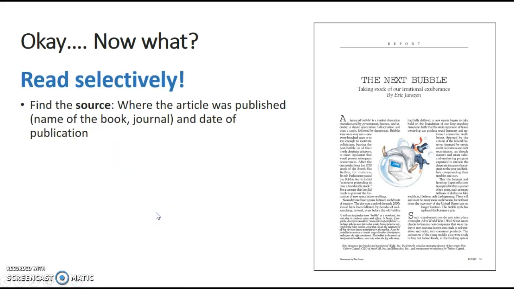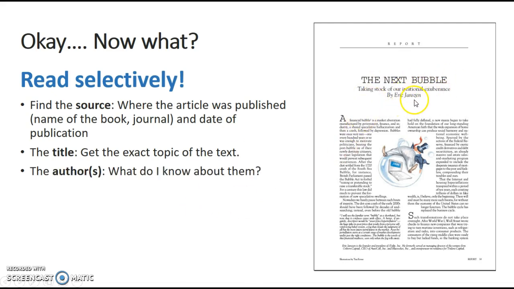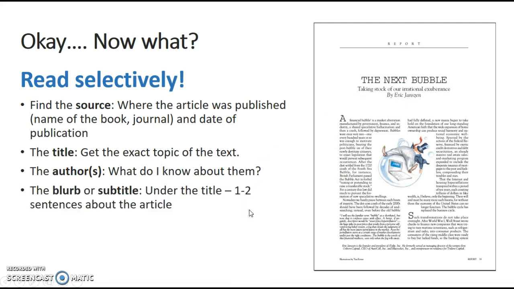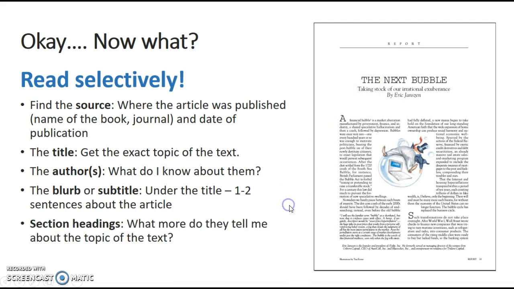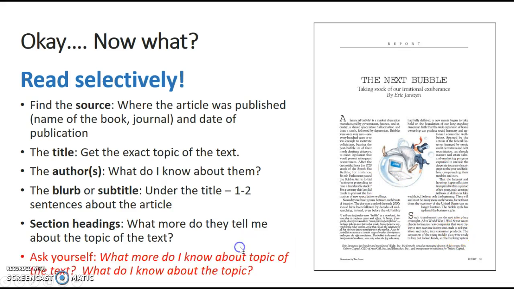So again, we need to read selectively. We look for our source. We look for the title, the next bubble. We look for the author or authors. What do I know about them? I look for a blurb, which is a longer subtitle, and that's always underneath the title. And I look to see if there are section headings. Here there aren't real section headings, but what do I see here? A big A, a big S. In other words, the paragraphs here are all connected, and the paragraphs here will also be all connected.